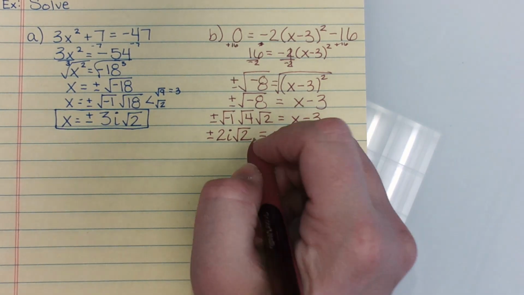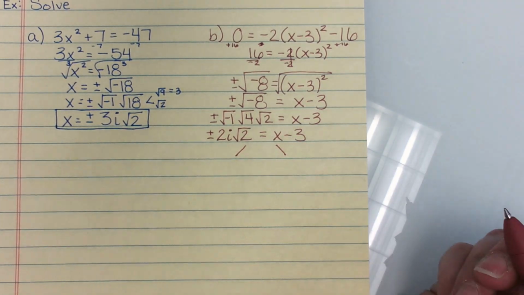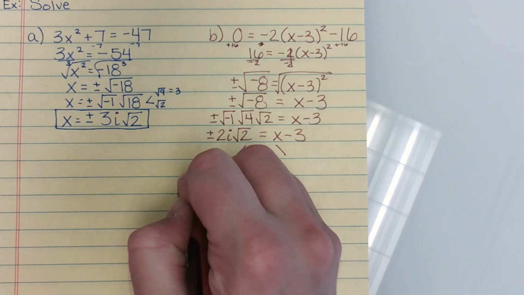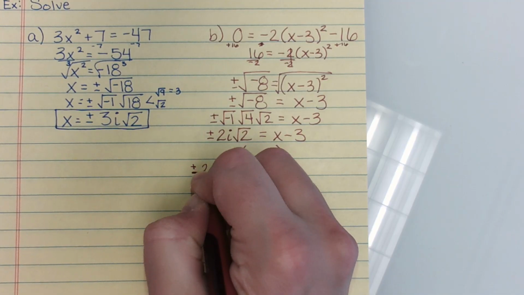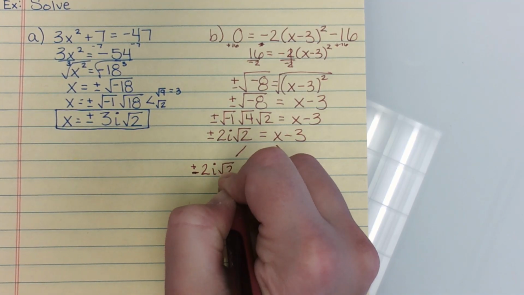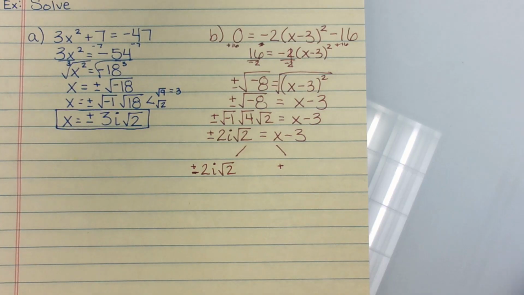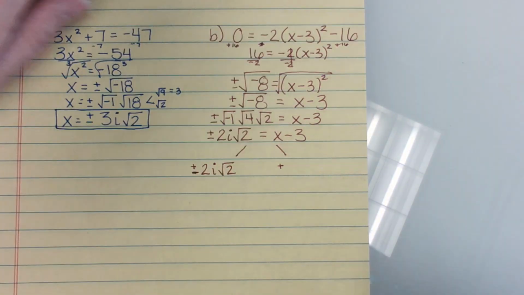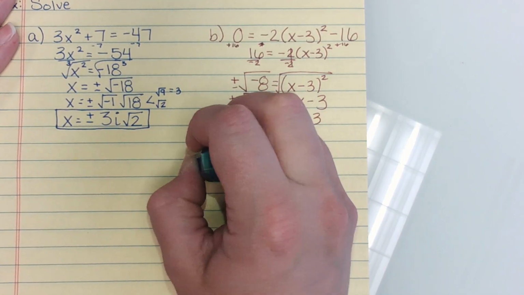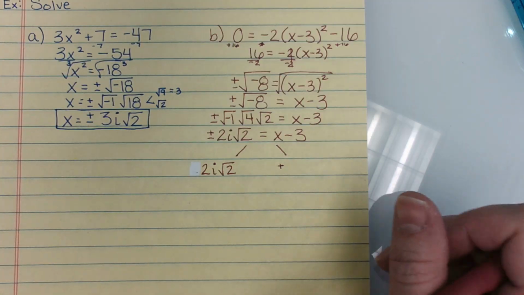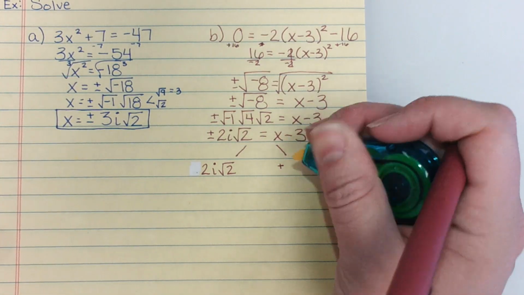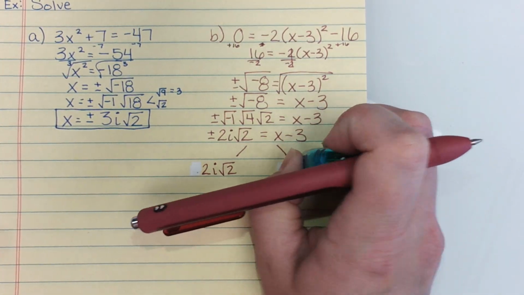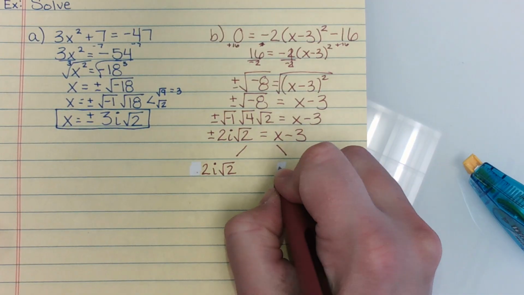Now is when I would generally split into my two equations, if I split it at all. And we'll talk about that here in a second. When I split it into two equations, do I still put plus or minus? No. I put one as positive, one as negative. That's the point of splitting.